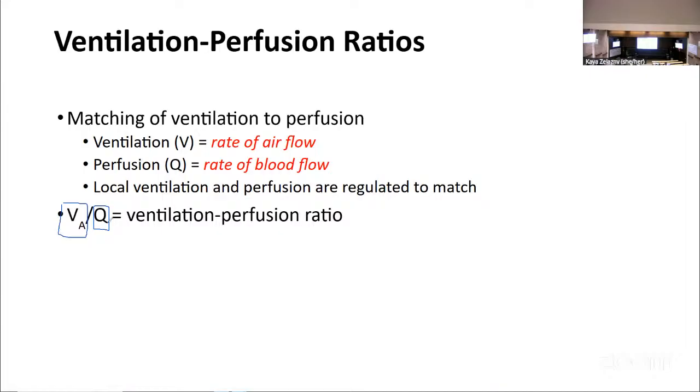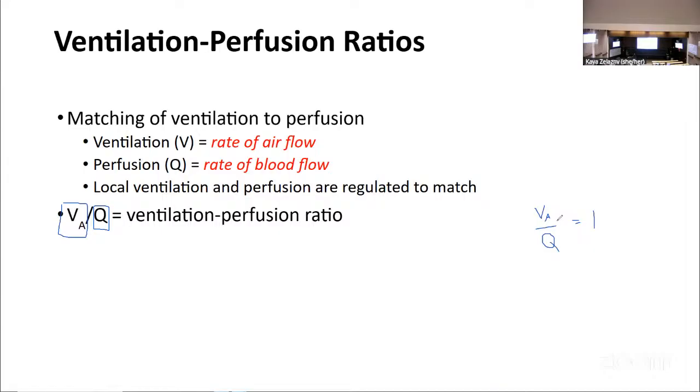Okay, so we want them to match. We want airflow and blood flow to be equal, essentially. If you divide your ventilation by your perfusion and you have equal amounts of both, the number we're going to be comparing to is just 1. So we're going to be thinking about what happens if this goes above 1 or below 1. What does that link up to if we're thinking about what's going wrong potentially with your physical body?